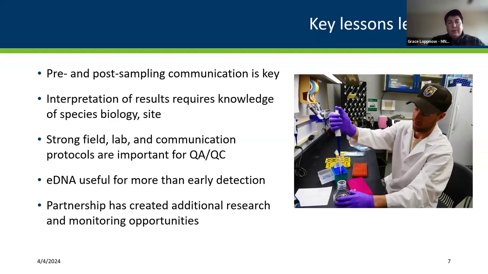We also want to make sure that there's strong protocols in place to keep quality assurance and quality control high. We're not looking for a situation where we have false positives that might skew things, or that we're not detecting eDNA when it's there. So having those strong protocols is very important to building trust and to be able to interpret the data. eDNA can be useful for early detection, but it's also useful for more than early detection.